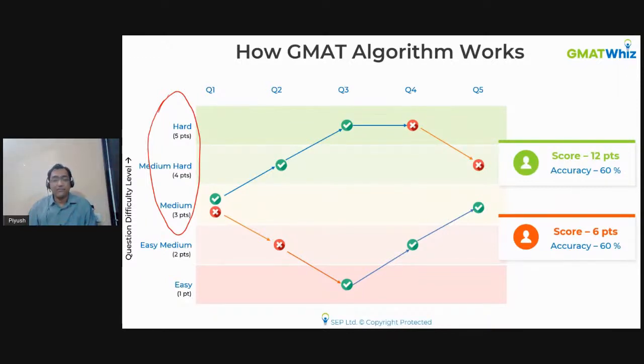In fact, I have heard from students so many times that when I solve the OG questions, I get 80% of them right. I get 70% of them right. But when I take the mocks, my score is really, really low. What do I do? I don't understand why it is happening.